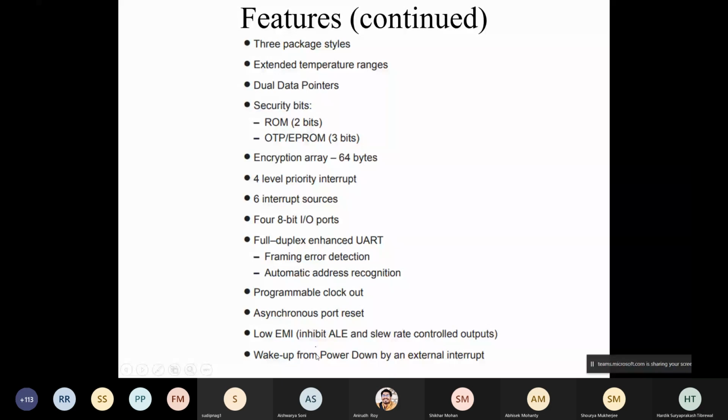This low EMI actually affects the ALE signal, address latch enable signal, and also slew rate controlled outputs. What is the slew rate? You must have studied it in op amps. Slew rate is the maximum rate of change of voltage at the output of an operational amplifier. But this slew rate is also applicable to any digital circuit. In digital circuits, we call this rise time and fall time. It actually came from the slew rate operation. It is the maximum rate of change of voltage at the output while going from 0 to 1 or 1 to 0.